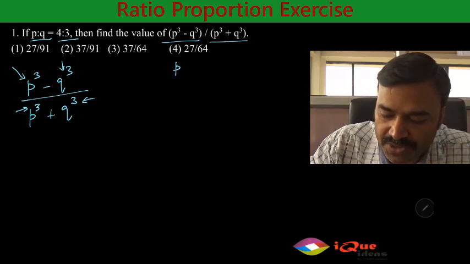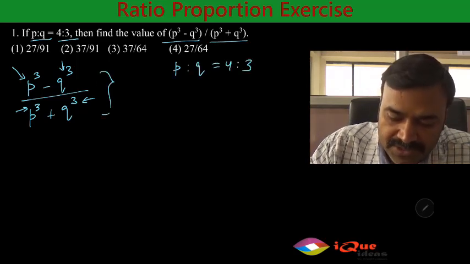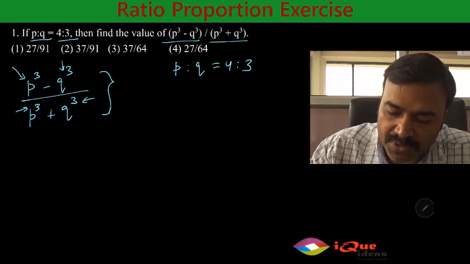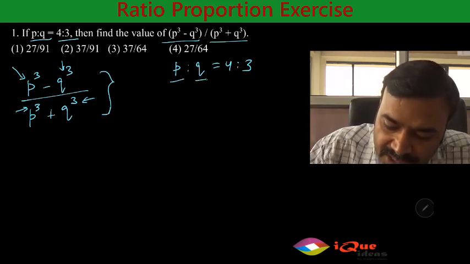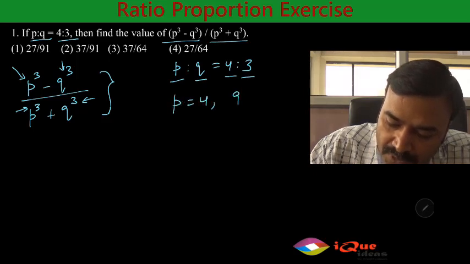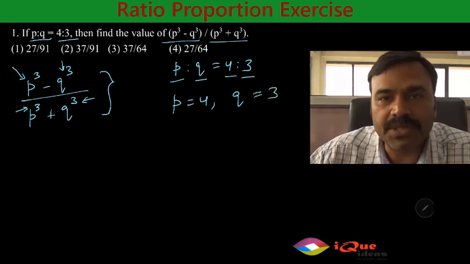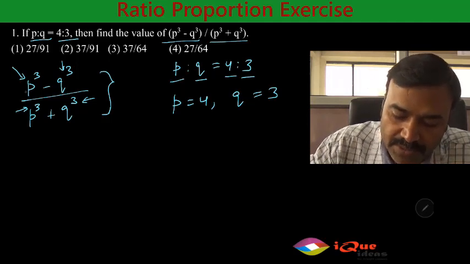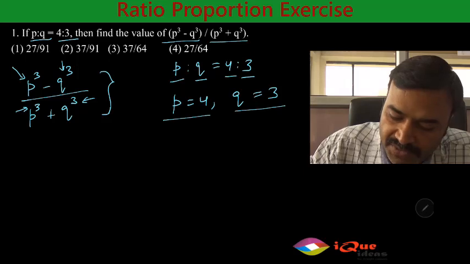And P is to Q is given as 4 is to 3. If the powers are all same in each term in numerator and denominator, just straight away take the values given in the ratio. That means take P equal to 4, Q equal to 3. Just remember that condition. Alright, condition is that all the powers should be exactly the same. Put P equal to 4 and Q equal to 3 in this expression, you will get your answer.